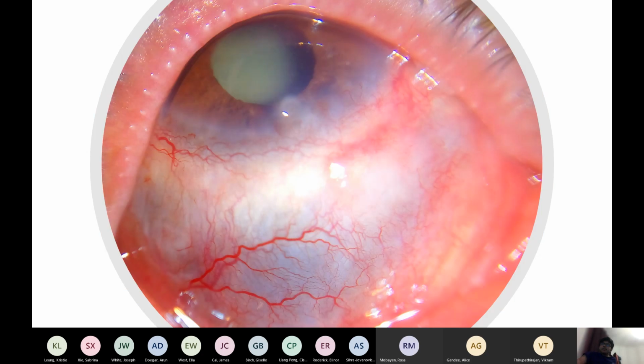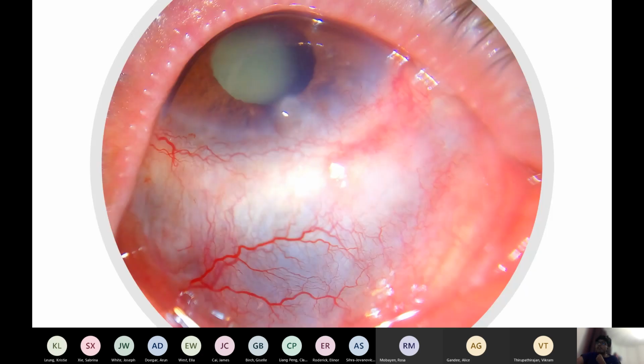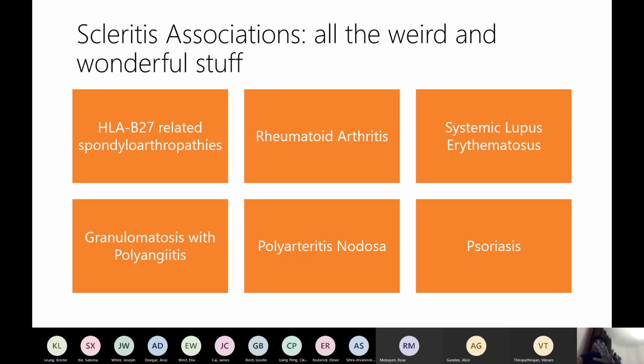So what does this image show? Yeah, so this is the thinning of the sclera, and you can kind of see into the chambers of the eye with the bluish tinge, which happens in scleritis. Yeah, you're right. Actually, the bottom there is a bit of the choroid showing as well. Yeah, I hadn't even spotted that. Nice. Scleritis is all the weird and wonderful stuff.